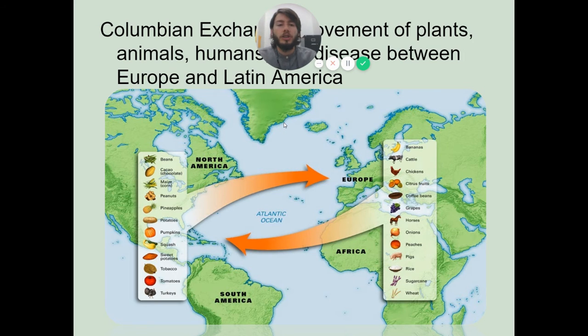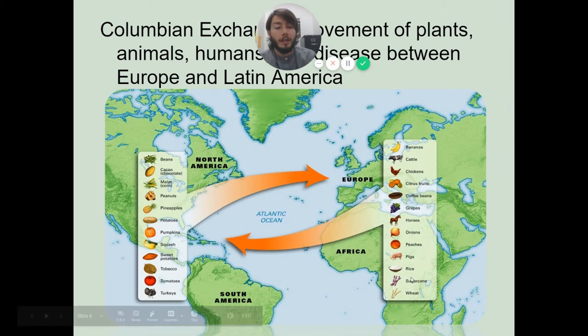Okay, so the Columbian Exchange is the movement of plants, animals, humans, and disease between Europe and Latin America. Now, this is one of the positive sides of Columbus discovering this new world: Europe had things and the New World had things, and they didn't have the same items or resources. So what they were able to do was bring stuff from Europe to the New World and take stuff from the New World and send it back to Europe.